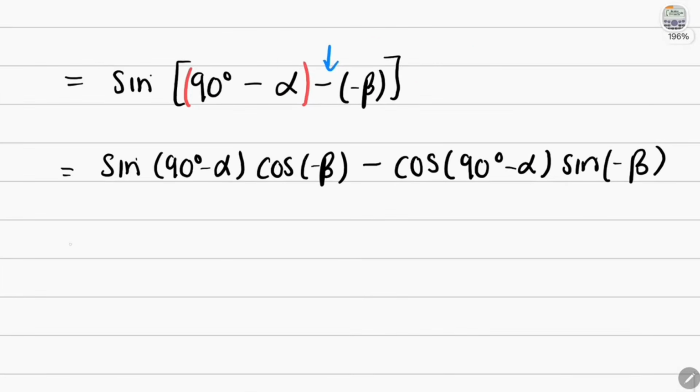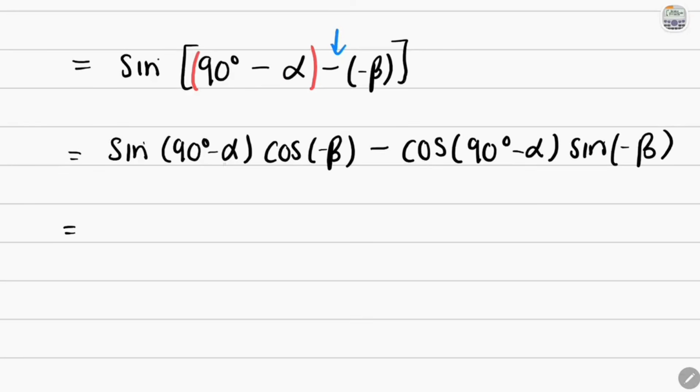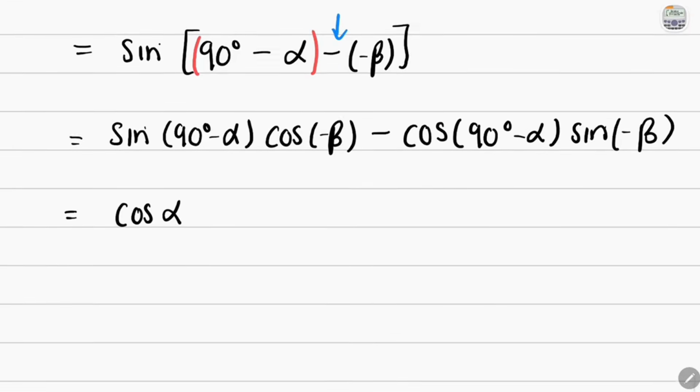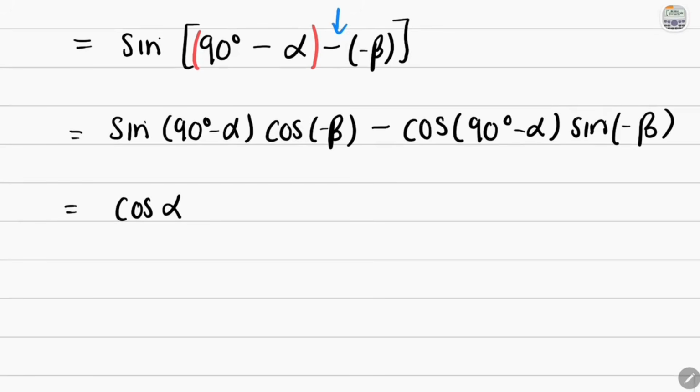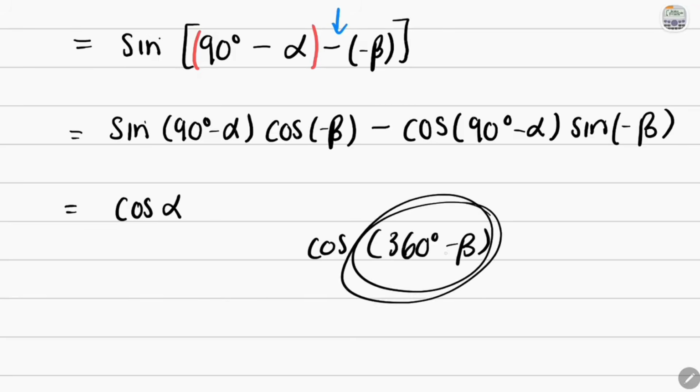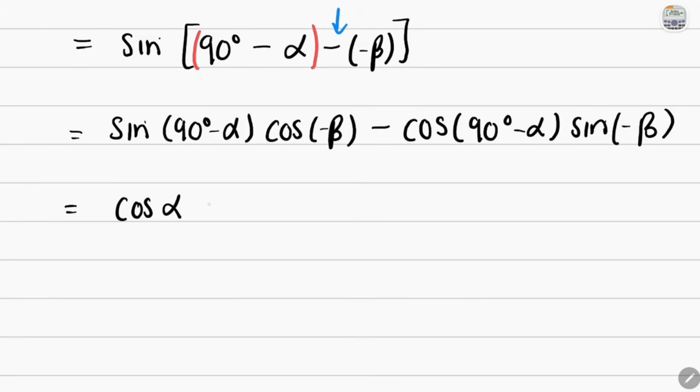Okay, let's expand and simplify. What is sine 90 degrees minus alpha? That is equal to cos alpha. And then what is cos negative beta? Well, the angle is negative, so we can add 360 degrees to it. So this would be cos 360 degrees minus beta. But as you can see, this is in cos's quadrant, so it stays positive: cos beta.